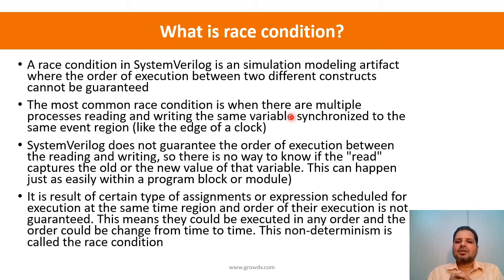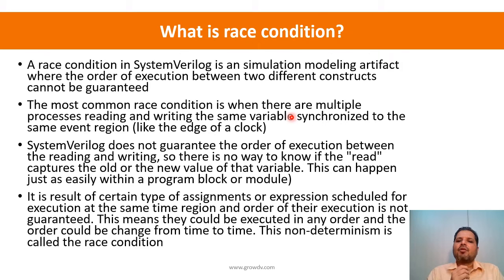Since SystemVerilog doesn't guarantee the order of execution between these reading and writing processes, we don't have a way to know whether the read captures the old value or the new value. And that is the problem. We have to note that although we will study the program block in future, and we claim that the program block will solve the race problem, the race problem we are talking about exists within the program block as well. It exists both in module as well as within the program block. That's why UVM doesn't really use the program block.